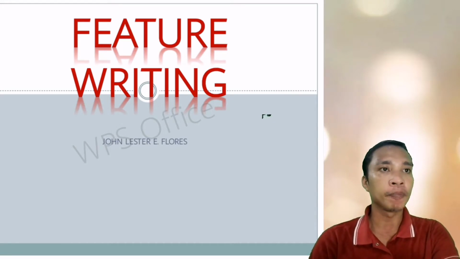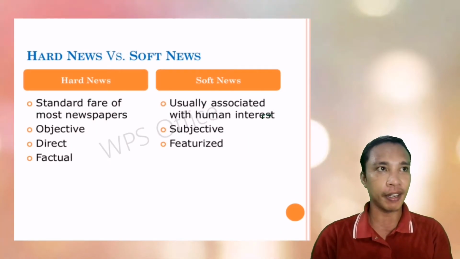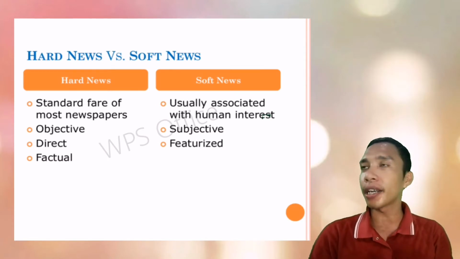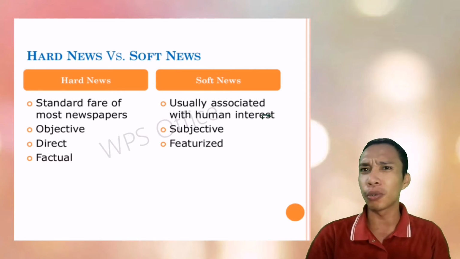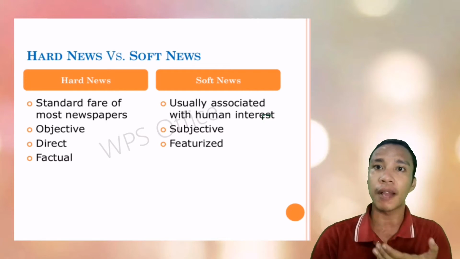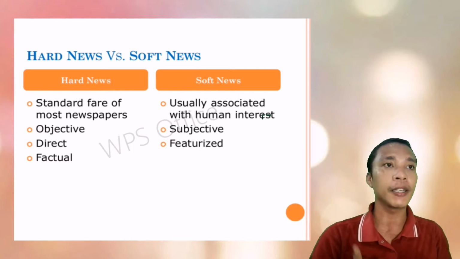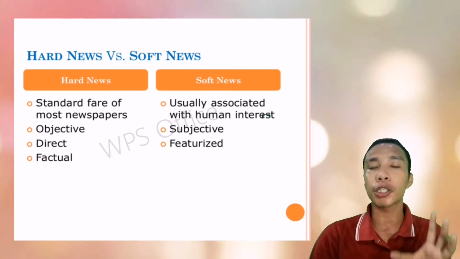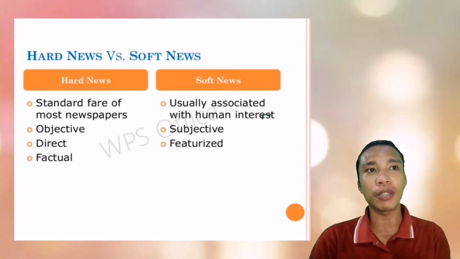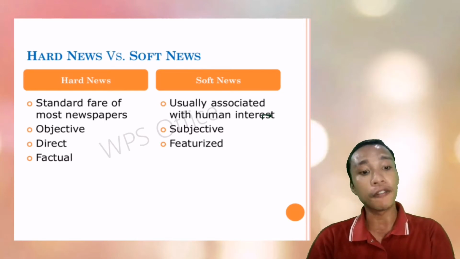As a quick recap, I believe you are already aware of the differences and the similarities between hard news and soft news. Hard news, as we all know, is the standard fare of most newspapers. It discusses the news, the current events that are happening in a society, while soft news is associated much with human interest only. As for the difference, hard news is objective and soft news is subjective, while hard news is direct and factual, while soft news is featurized.